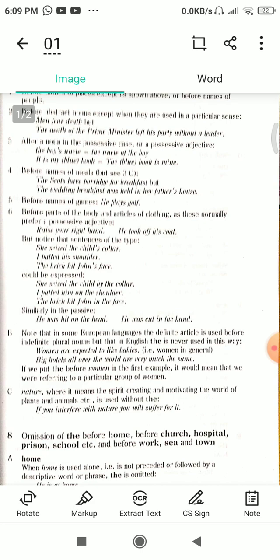Number 8, omissions of the before home, before church, hospital, prison, school, etc., and before work, sea and town. Number 1, A, home. When home is used alone, that is, it is not preceded or followed by a descriptive word or phrase, the is omitted. For example, he is at home.